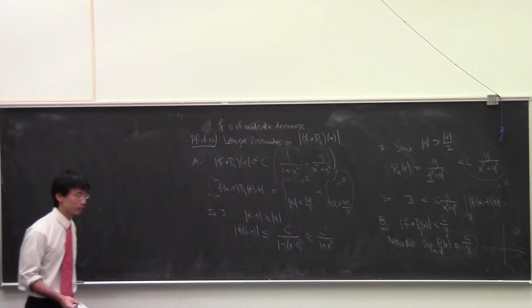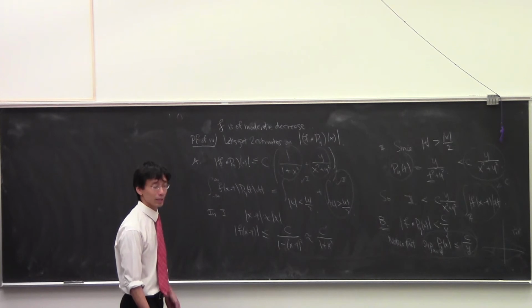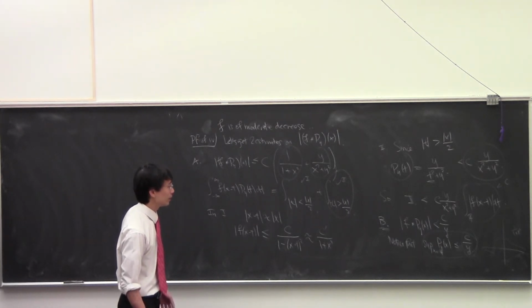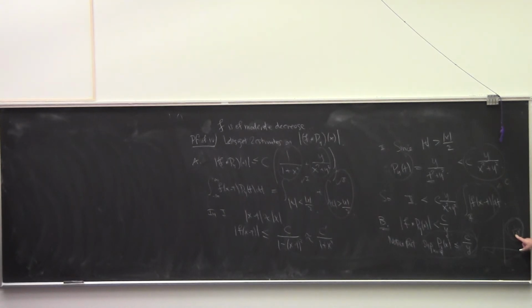Yeah, the integral is bounded by c, because f is a function of moderate decrease. Exactly. Because this thing is integrable. Right? This thing is integrable. And all you've done is shifted it over and over.